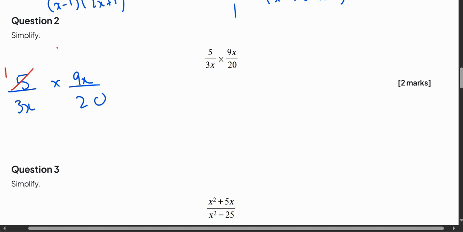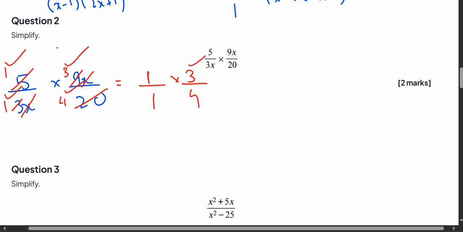Right? 5 1s are 5, 5 4s are 20, 3 1s are 3, 3 3s are 9. X and x gets cancelled out. So what remains? 1 upon 1 multiplied by 3 upon 4. How did I get this? 1 upon 1. So that's how I got 1 and 1. 3 upon 4. So that's how I got 3 and 4. So the answer is 3 upon 4.